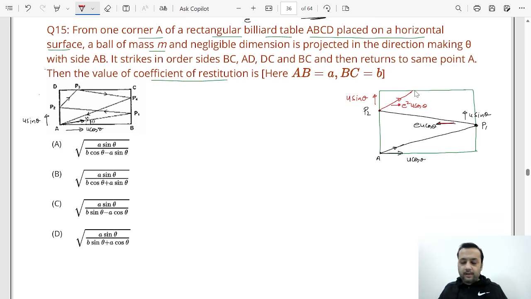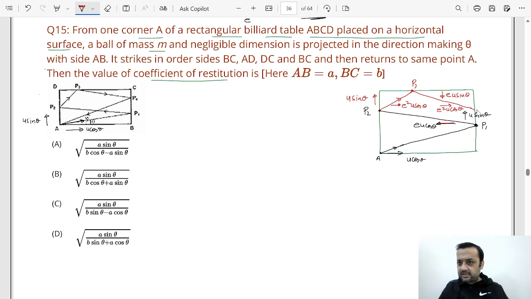Now the collision happens at the point P3. Look, now the surface has become parallel to the x-axis. So now the y velocity will become e times. The y velocity was u sin theta, so it will become e times u sin theta, and the x velocity will not get changed. X velocity will remain e square u cos theta.